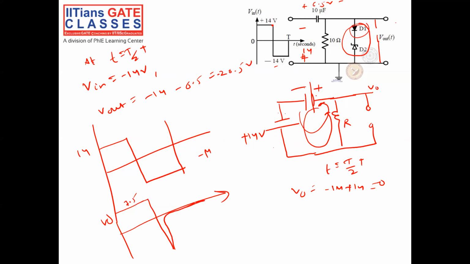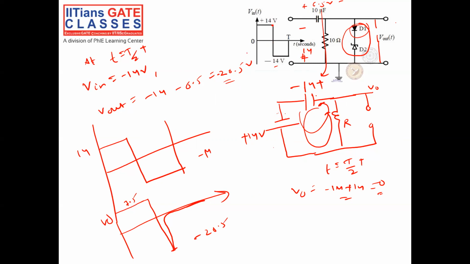Right, and since my RC is very small, my capacitor will charge to minus 14 quickly, so my output will go to 0. The time my capacitor will charge to 14 volt, you see my output will be minus 14 plus 14, equal to 0. Initially my capacitor voltage was 6.5, that's why my output was minus 20.5. Then my capacitor voltage has gone from 6.5 to minus 14, at that time my output becomes 0. So the maximum negative voltage will be minus 20.5 just after T by 2 plus.